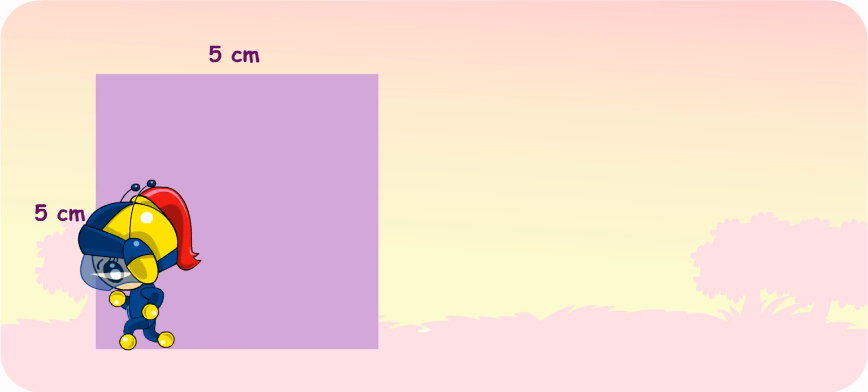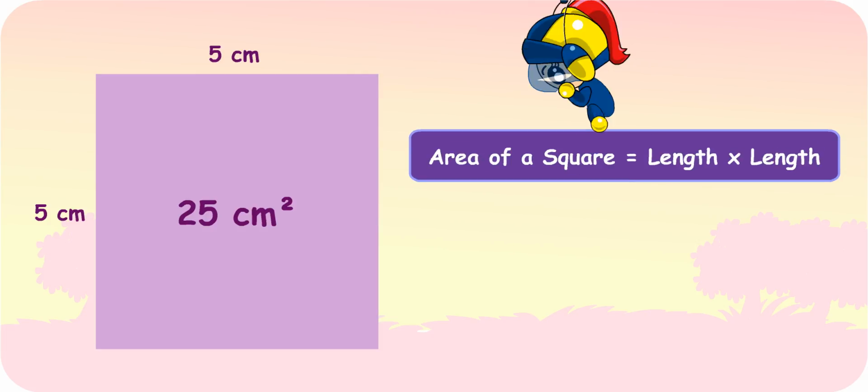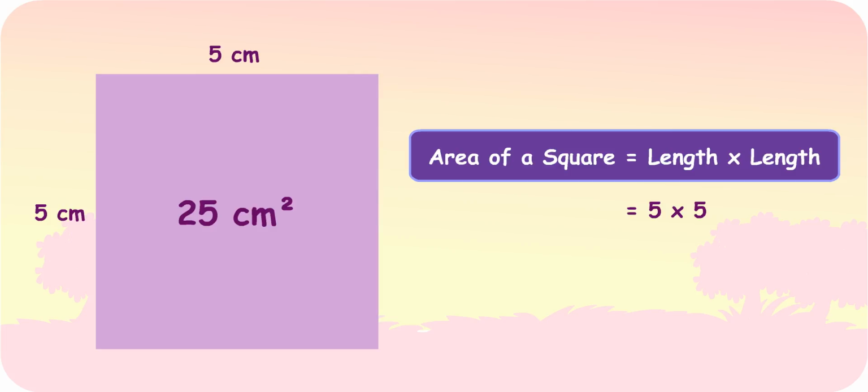We can find the area of a square when we take its length and multiply it by itself. Thus, 5 centimeters times 5 centimeters equals 25 square centimeters. Area of a square equals length times length, equals 5 centimeters times 5 centimeters, which equals 25 square centimeters. A square of size 5 centimeters has an area of 25 square centimeters. Yes, you are correct. I know now how to find the area of a rectangle and a square.